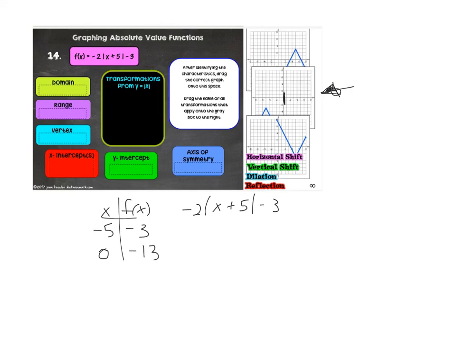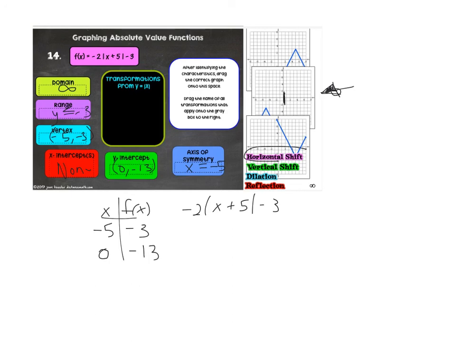So let's see. Axis of symmetry is x is equal to negative 5. Y-intercept. Well, I know the y-intercept. I just solved it. The y-intercept is 0, negative 13. The x-intercept is none. The vertex is negative 5, negative 3. The range is y is less than or equal to negative 3. The domain is infinite. Now let's look at these transformations.